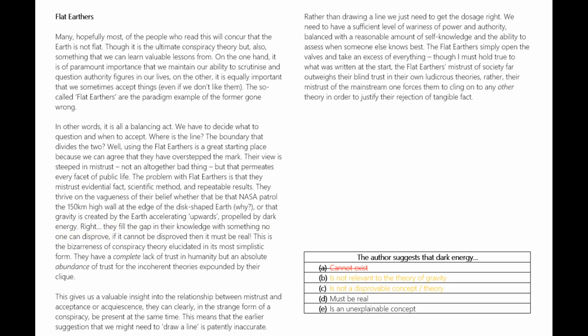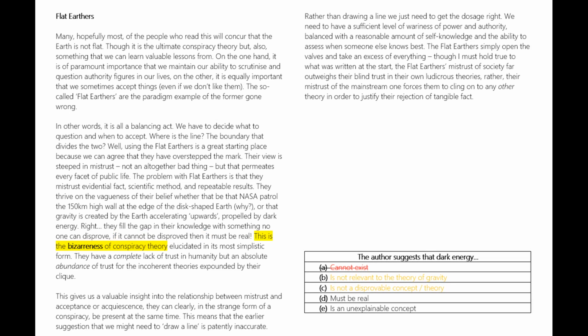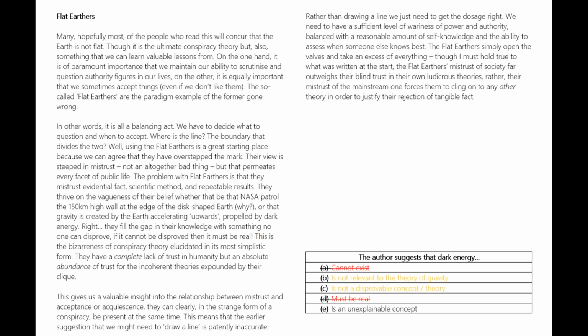D says, must be real. Well, the author tells us again that flat earthers and conspiracy theorists in general believe that that which cannot be disproven must be real, and they say that again just here in the second paragraph. However, the author themselves is very much against this flawed conception of proven reality. In fact, they label it as bizarre. Therefore, this is not what is suggested by the author, and D cannot be right. The author prefers to leave us with the view that dark energy cannot be disproven, so again, it may be proven in future, but it hasn't been yet.